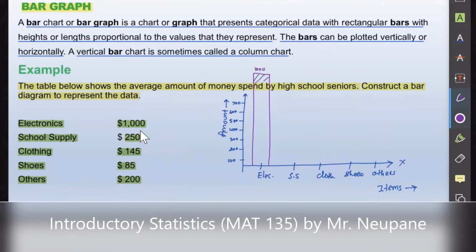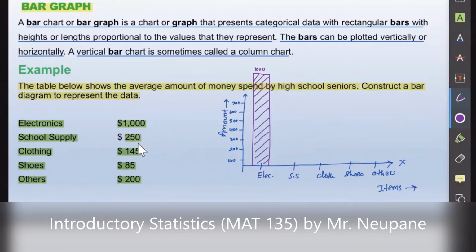And if you want to beautify your bar, you can shade it, you can color it, you can make it beautiful, because by drawing the different types of bar charts, we are representing the data, and we want to do it in a beautiful way. So that is the first one.